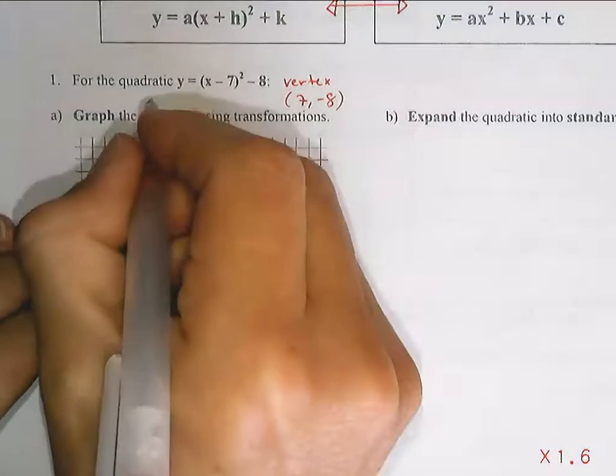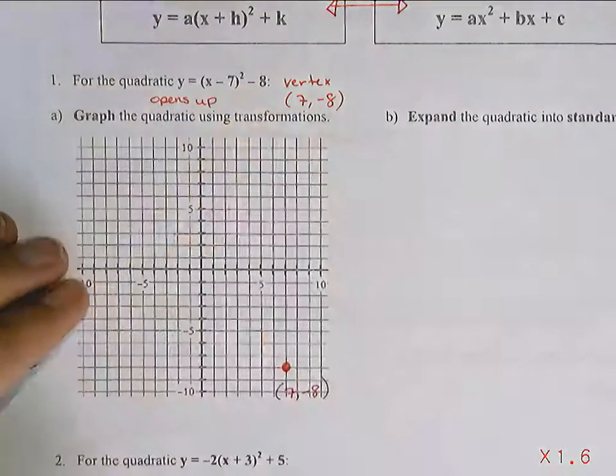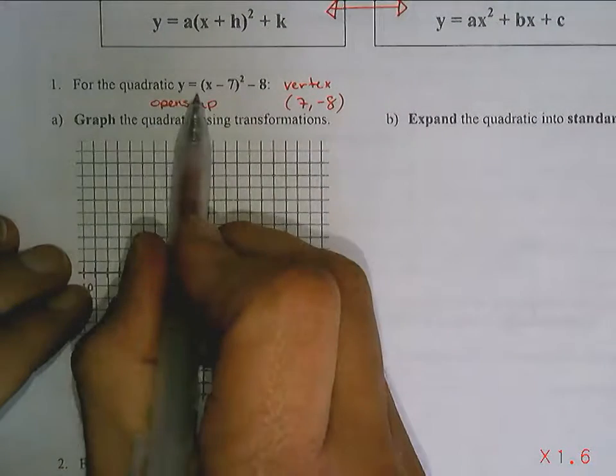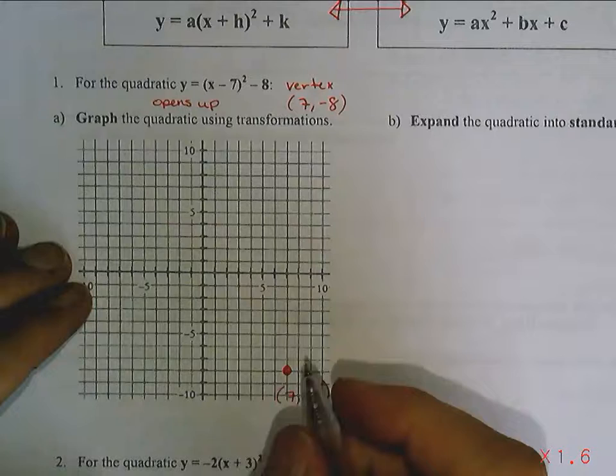You should also know that it opens up. How do you know it opens up? Because the a value is positive. But sir, there's no a value there. Well, yeah, there is. There's an invisible 1. And that means it's going to be congruent to y equals x squared, which means it's going to have the same step pattern. Over 1, up 1 squared. Over 2, up 2 squared. So it's going to look like this.